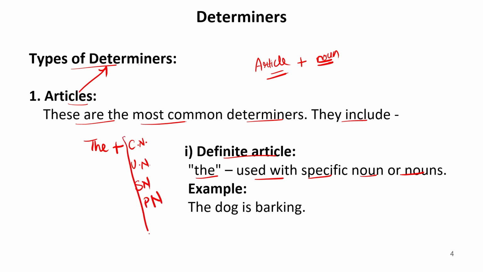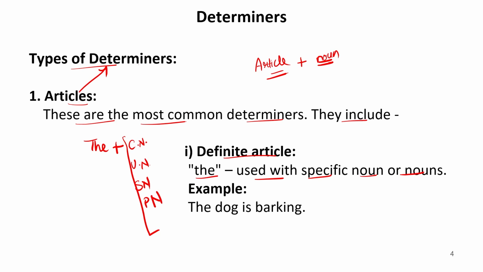So, the is a type of article which can be used with any of these, but that noun which we are talking about, or those nouns which we are talking about, should be particular, or should be made specific. How? For example, if I say students in general, there is only students. For example, I can say these are students, or students are playing over there.